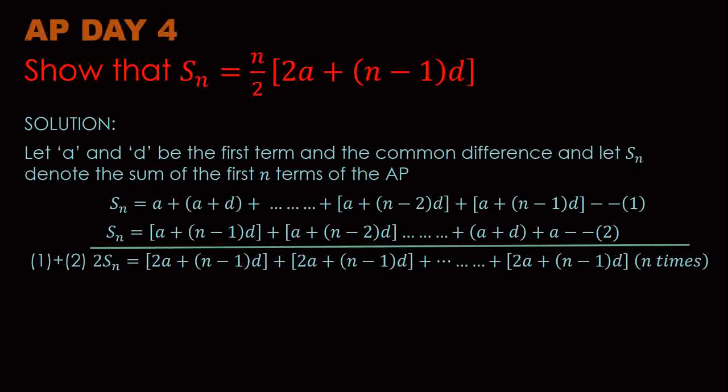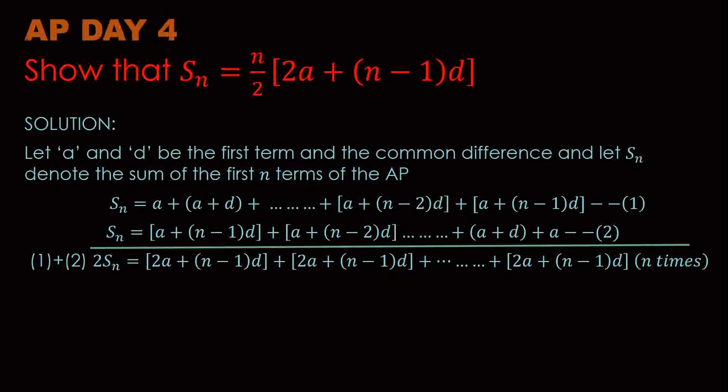Then again 2 into 3 equal to 6. What does this tell us? 2 plus 2 plus 2. So you're adding 2 three times. So that's 2 three times equal to 6. So now the same value 2a plus n minus 1d is added n times. So therefore it will be 2a plus n minus 1d into n.